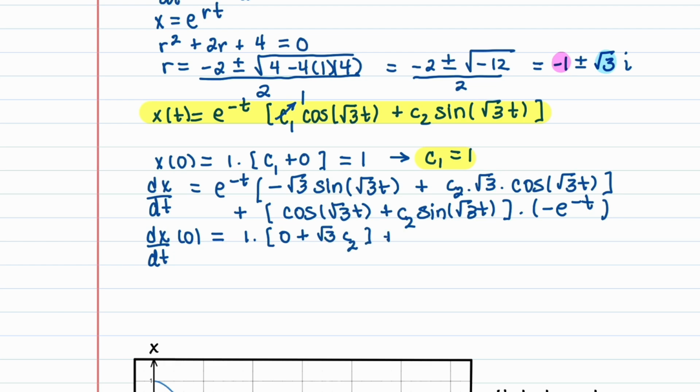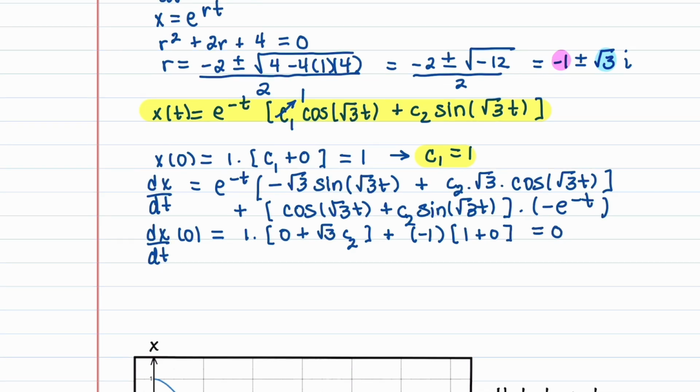And then from the second term, e to the 0 is 1, but there's a negative there, so we pick up a negative 1 times cosine of 0 is 1, sine of 0 is 0. And this is equal to 0. So let's see. This gives us root 3 c2 minus 1 is equal to 0. So c2 is equal to 1 divided by root 3. That wasn't too bad. Now we can go ahead and rewrite our solution and plug in these constants.